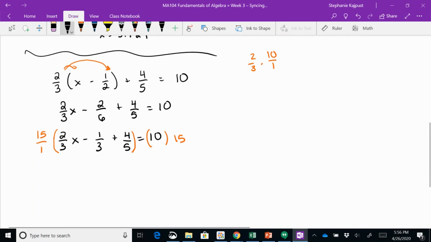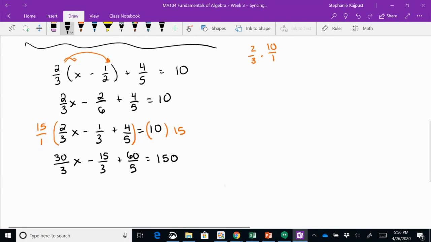So I'm going to multiply 15 by 2/3. So that's going to be 15 times 2, which is 30. So it's going to be 30 over 3x. And then 15 times 1/3 ends up with 15 over 3. Then we have 15 times 4/5. So 15 times 4 is 60, so that's going to be 60 over 5. And then 10 times 15 is 150.